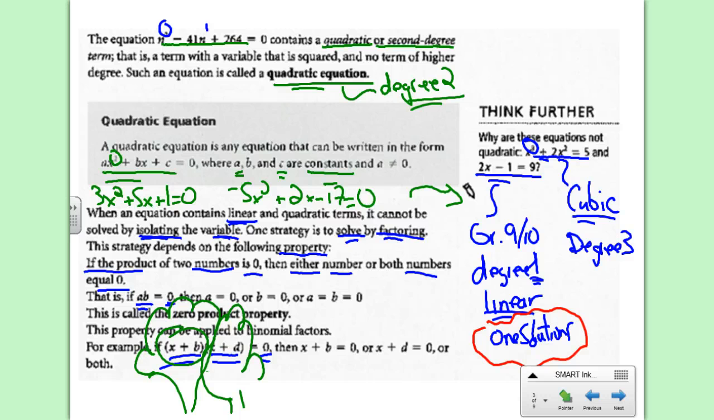For x plus b to be 0, x would equal minus b, because minus b plus b would be 0, or x could be equal to minus d. Okay. Hopefully that makes sense, but if it doesn't, you're going to ask tomorrow. But that's the property that we need to use to solve. So maybe it'll become clearer as we go through the next slide. Okay, but that's the zero product property.